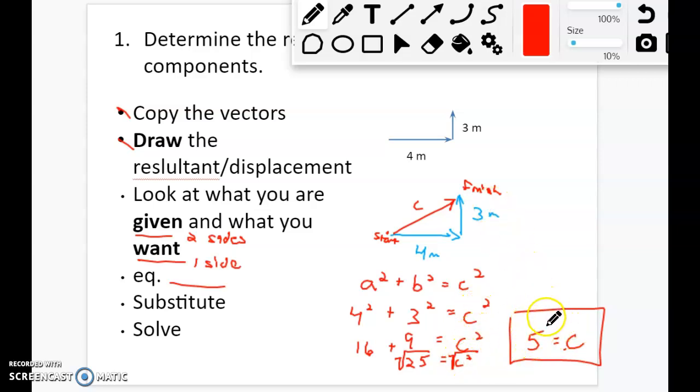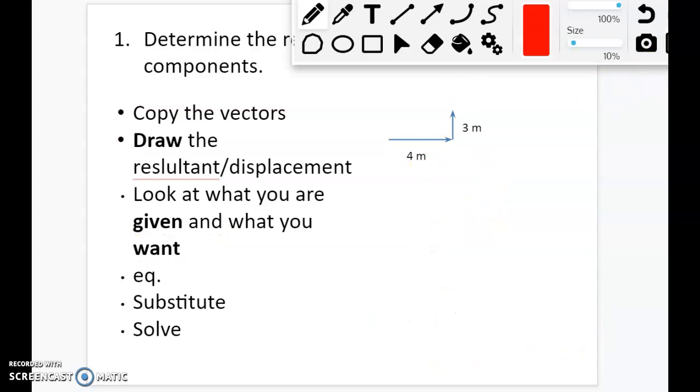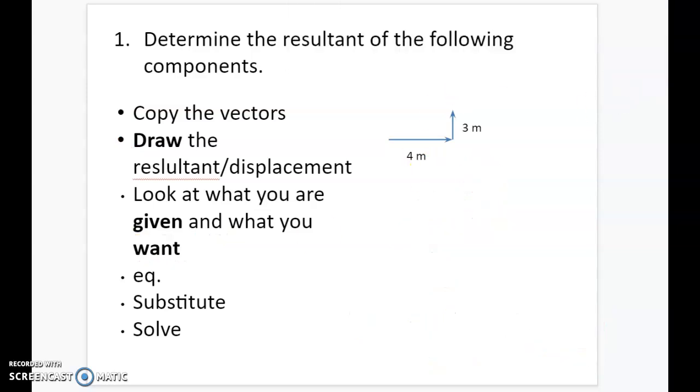But when we get here, we also need to have a unit. Our unit is the same unit as what we worked with up here. If these were in meters, my answer is in meters. If these were in newtons, my answer would be in newtons. If it was meters per second squared, it's meters per second squared, joules, all that stuff. That's kind of what you would put in for your units. Then let's take a look at another example.